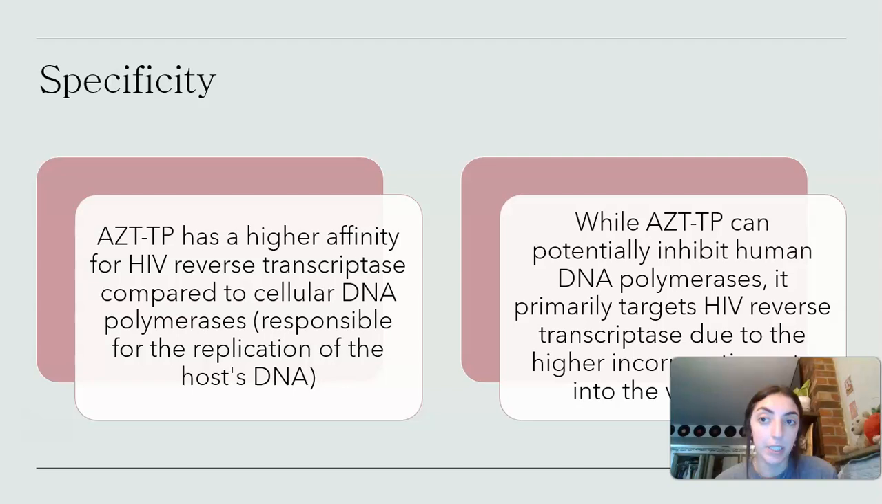It does have specificity. It has a higher affinity for HIV reverse transcriptase compared to cellular DNA polymerases, which are responsible for the replication of host DNA. And while it can potentially inhibit human DNA polymerases, it primarily targets the HIV reverse transcriptase due to the higher incorporation rate into the viral DNA.